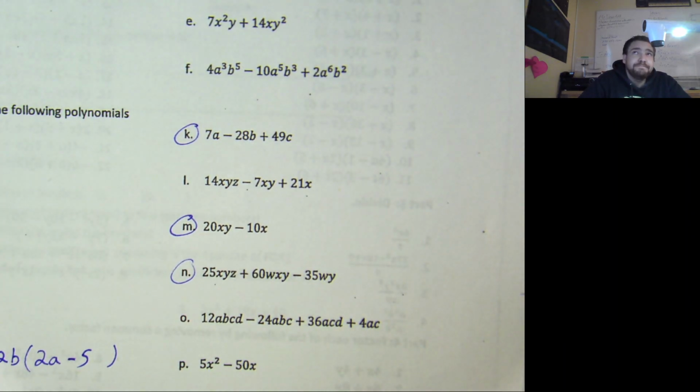What was the problem with K? I got the wrong answer. I think I got negative signs wrong. I got 7, but maybe I should have gotten negative 7.